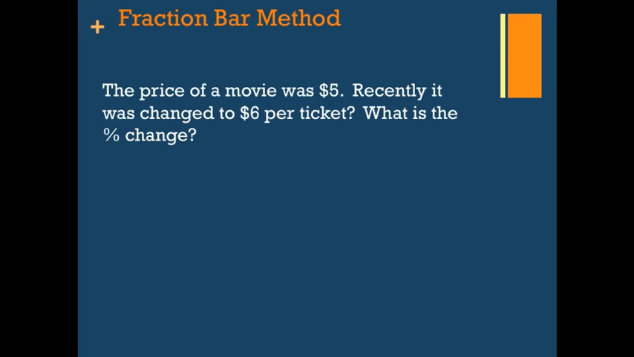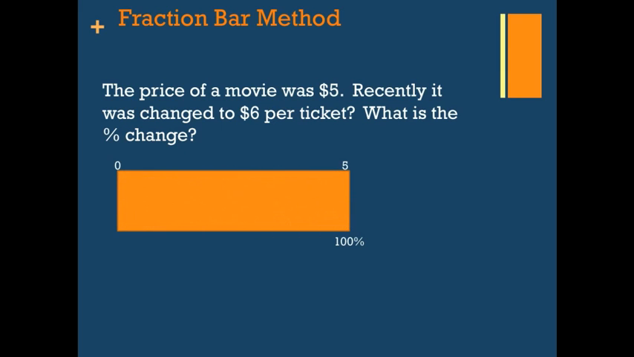Let's start using the fraction bar method. Our first example will be, the price of a movie was $5. Recently it was changed to $6 per ticket. What is the percent change? Now to figure this out, we're going to use the fraction bar. We'll start off with the first bar, which is going to be representative of our whole amount. This is our original amount. The movie originally cost $5, so that's 100%.